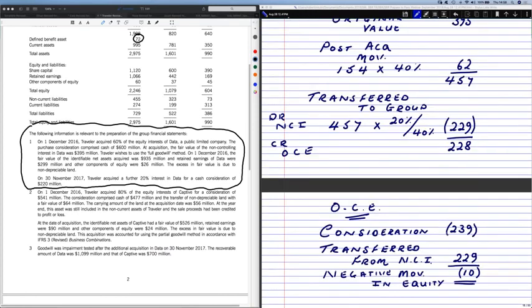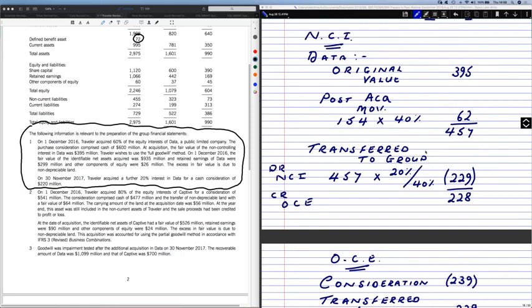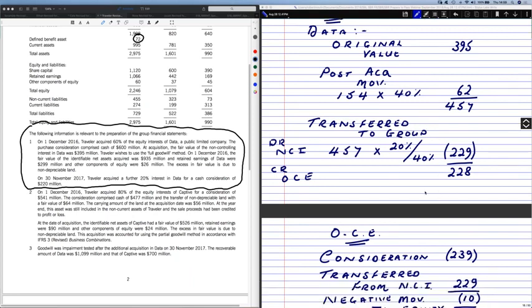It's a good question from Tasneem, and it's a question to all of you. What if the goodwill was impaired on the 31st of October 2017? We've not calculated the goodwill, but I just want you to think about this. What would you do if the goodwill was impaired on the 31st of October?